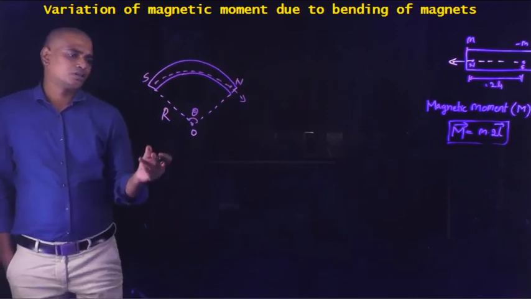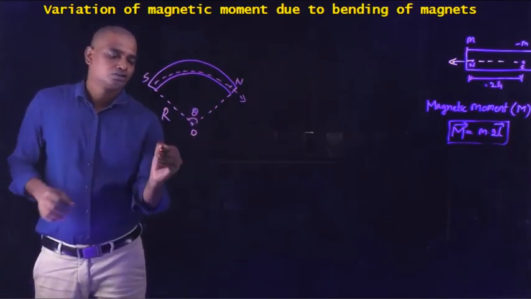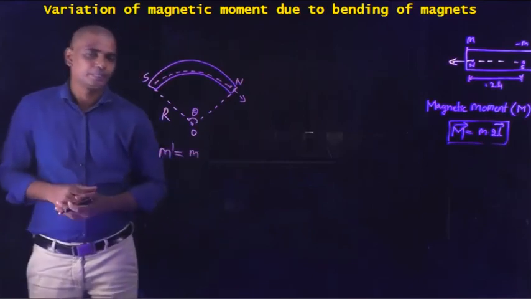As for the pole strength, we know that the pole strength remains the same. As the magnet is bent, the pole strength does not change. So the pole strength remains the same, so m dash is equal to m.